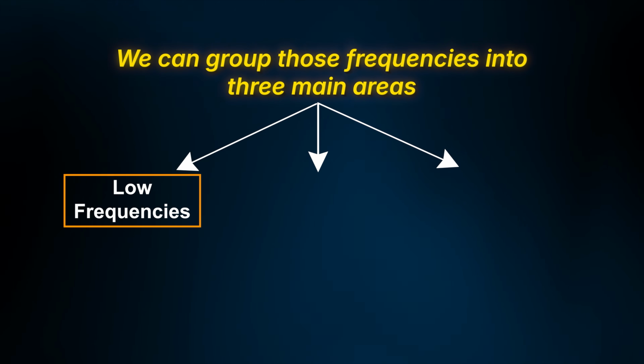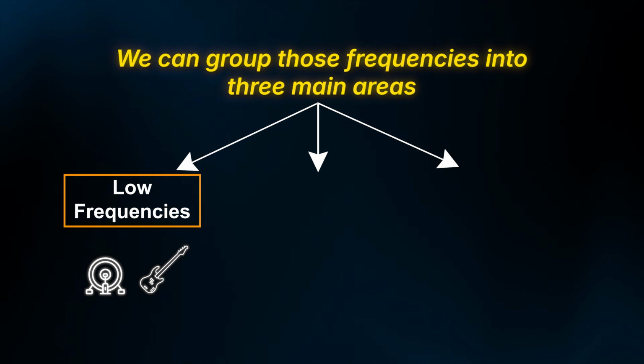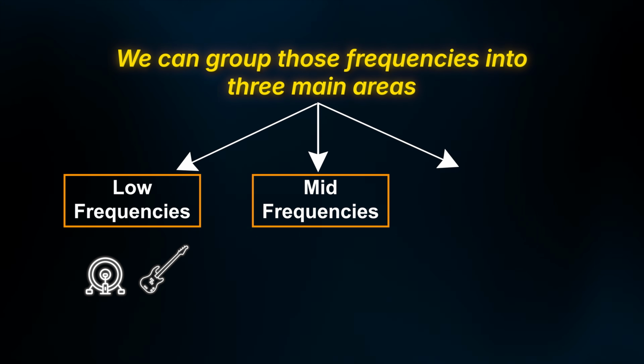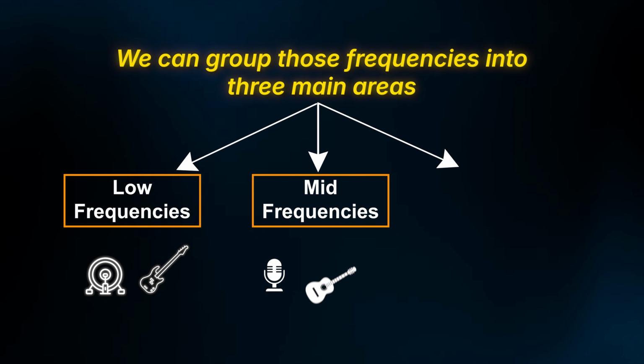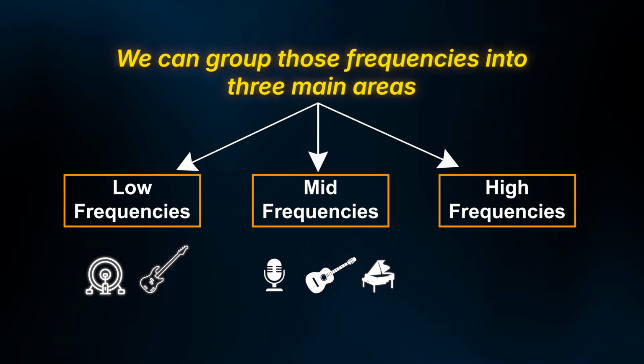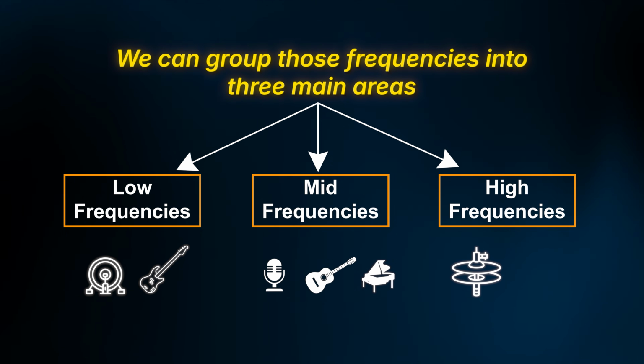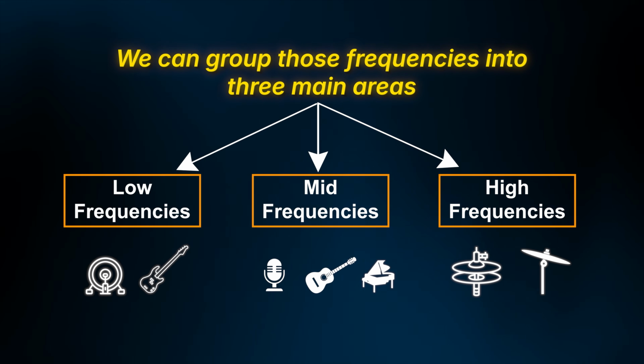First, we have low frequencies, also known as the bass. These are the deep sounds like kick drums and bass guitars. Next, we have mid-frequencies, or the mids, where your vocals, guitars, and pianos live. Finally, we have high frequencies, also called the treble. This is where you hear hi-hats, cymbals, all that sparkle and clarity. And the EQ simply lets you boost or cut any of these areas.